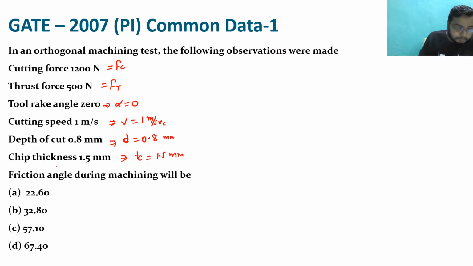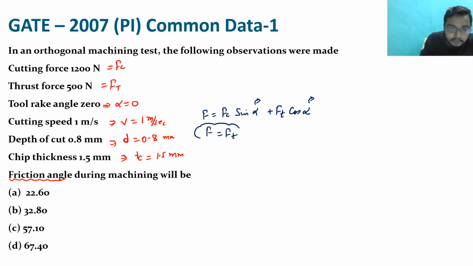Okay, see here. These things are given to you, and they have been asking what the friction angle is. So how can you find the friction angle? Already a lot of people have given me the correct answer. There is a relation that F is equal to Fc sine alpha plus Ft cos alpha. Alpha is 0, so cos 0 is 1 and sine 0 is 0. So F is going to be equal to Ft. Clear?